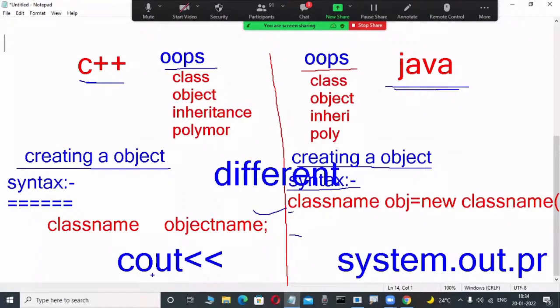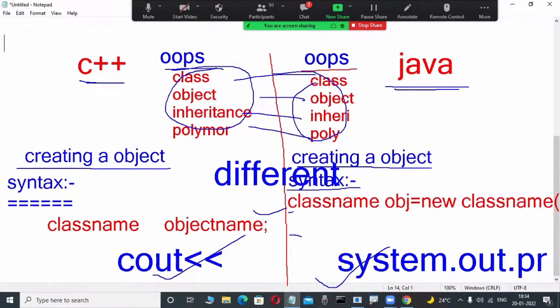Functions are also totally different in these two object-oriented languages. But conceptually, the OOPS concepts are the same: what is a class, what is an object, what is inheritance, what is polymorphism. Same, but syntactically totally different. Why? Because they are two different languages, two different products from different companies. That's why the functions and the syntax are different.